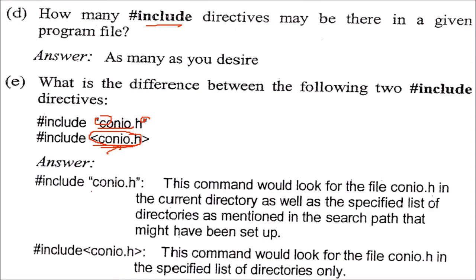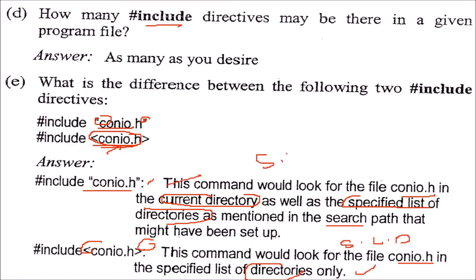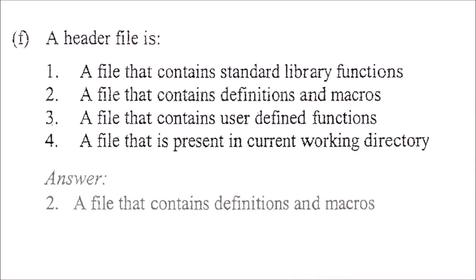This is the difference. If you use double quotes, this command would look for conio.h in the current directory where you are, as well as the specified list of directories you mentioned in the search path. When you use angle brackets, this command would look for file conio.h in the specified list of directories only. So in the double quotes case we have the specified list of directories plus the current directory. A header file is what? A header file is a file that contains definitions and macros.